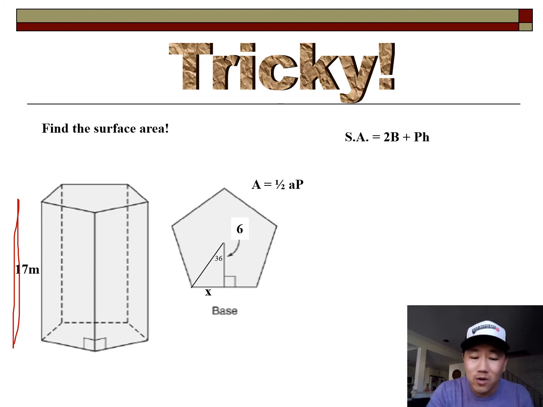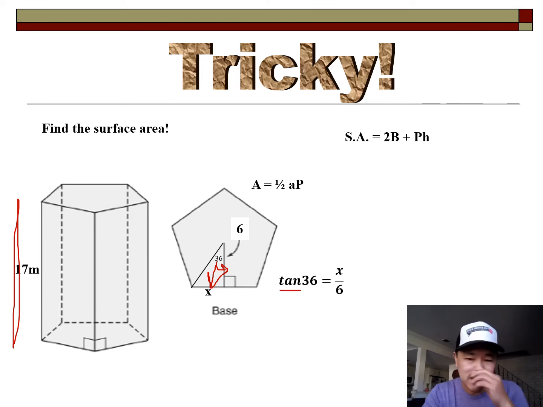From there, you're going to go ahead and set up a trig ratio problem. SOHCAHTOA. How does our 36 relate to our x, and how does it relate to the 6 that's over here? And we know it's tangent. It's opposite over adjacent. X over 6. Do a little bit of calculator work. Our x gets you 4.